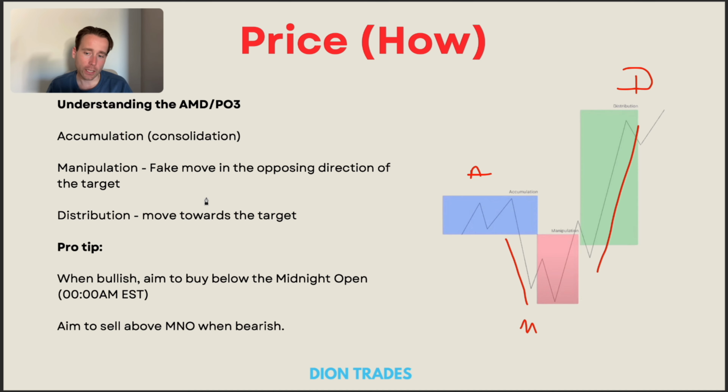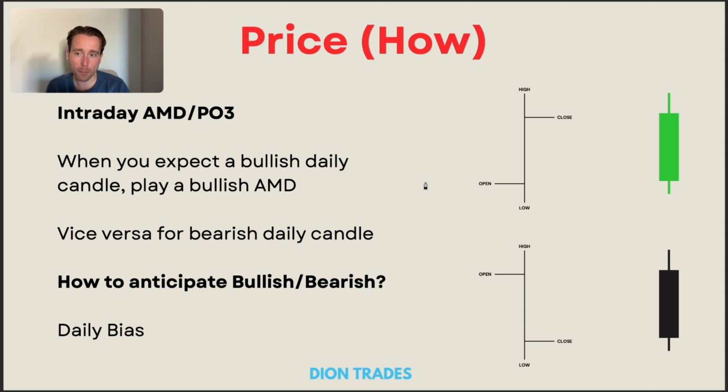And a pro tip here, if you are bullish, not only use the AMD, but also mark out the midnight open. So let's say the midnight open was around here. Then your goal should be to buy below the midnight open for your most high probability setups and your best risk to reward. Vice versa, if you think you're bearish, try to sell above the midnight open. And if you combine the AMD with the power of three, especially intraday, but also for scalpers, this is where your highest probability setups will occur.